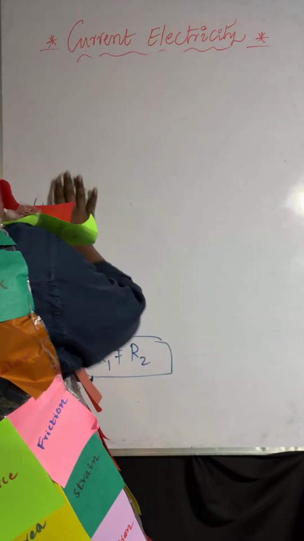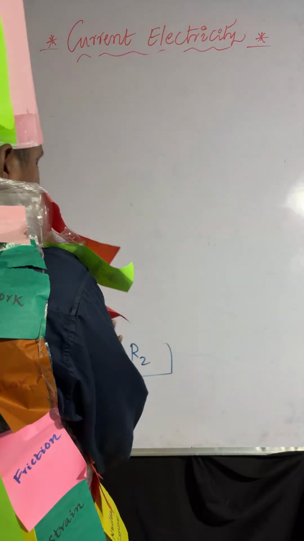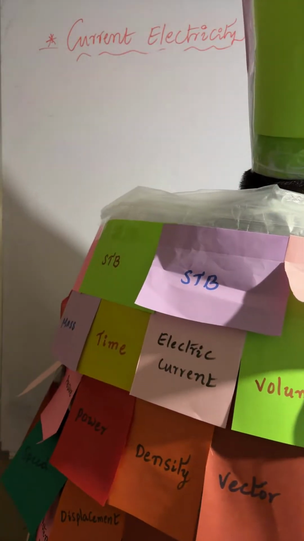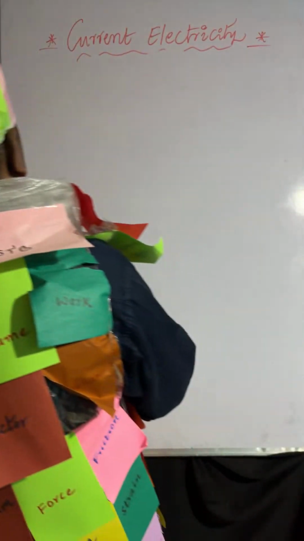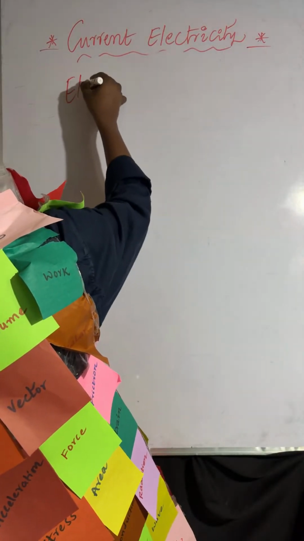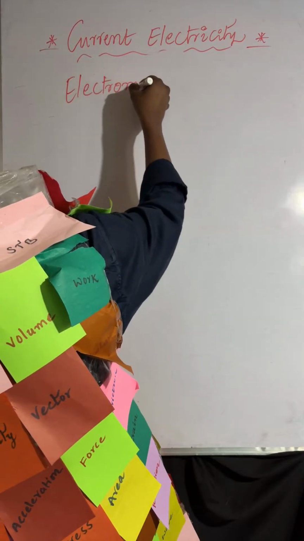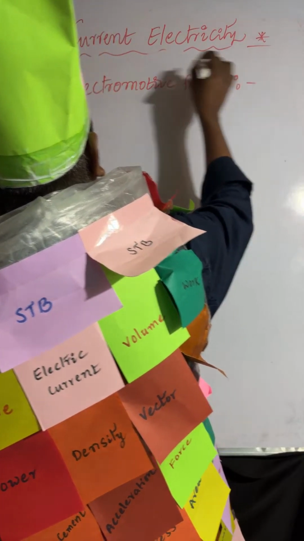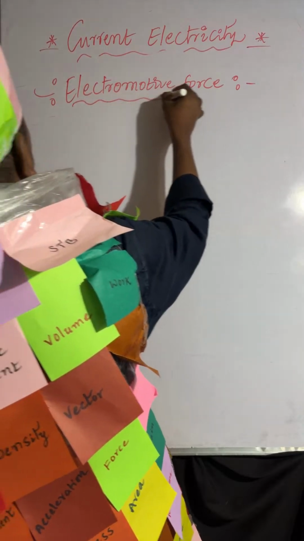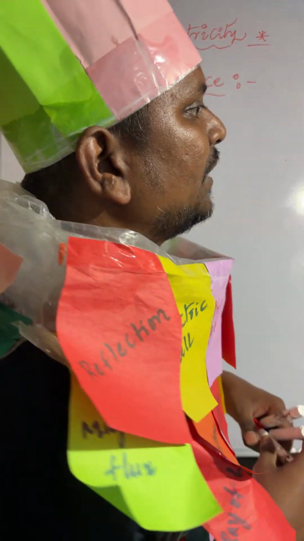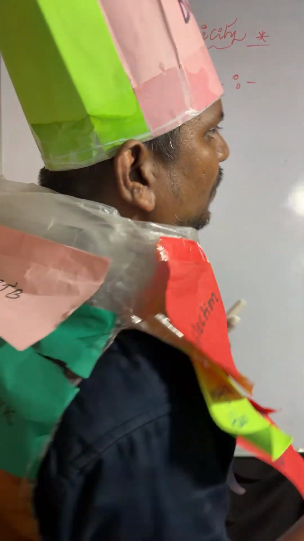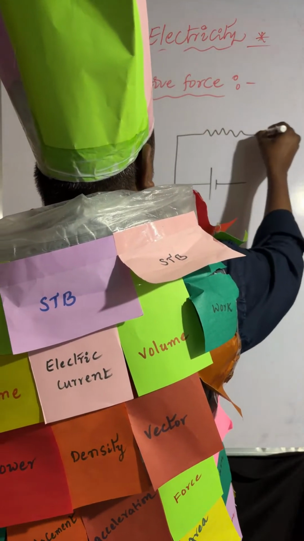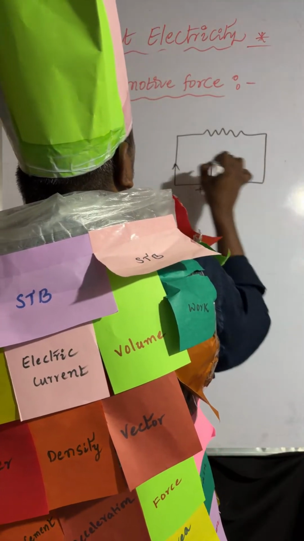So once again, electromotive force, EMF. So what is it? Now you can see here, normally when you connect a cell to the resistor like this, current starts flowing.